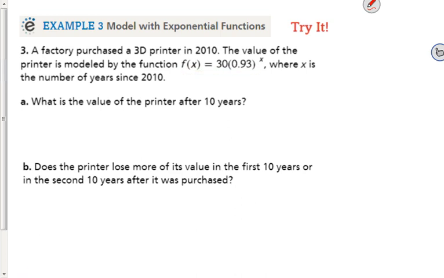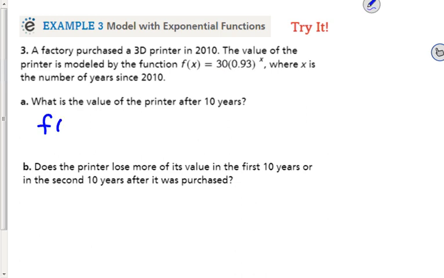So then in part A it says, what is the value of the printer after 10 years? Understanding that function, we can break it down into the different parts, right? That 30 would be the A value. The 0.93 would be the B value. And of course, x is the exponent here, and in this case, it's standing for the number of years since 2010. They tell us that straight out. So to answer part A, we're just going to plug in 10 for x and find out what the answer is.